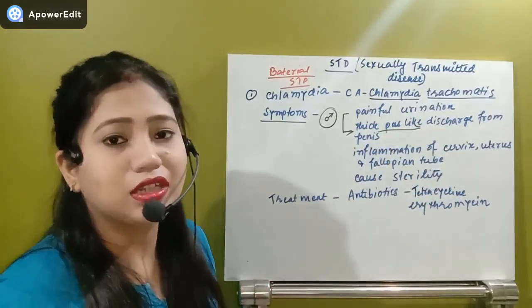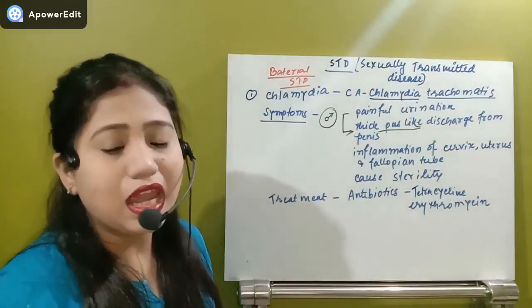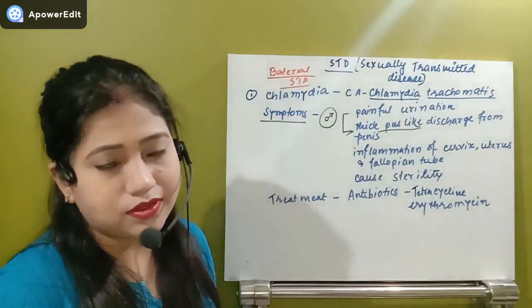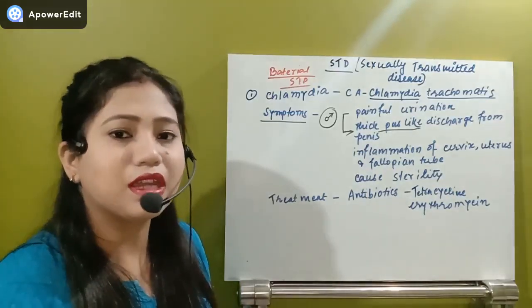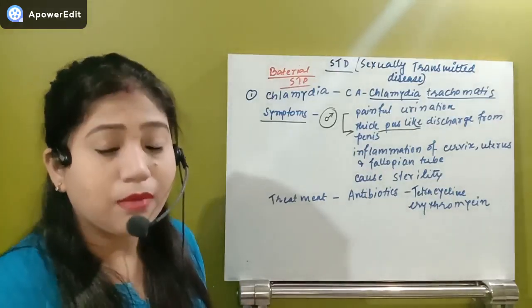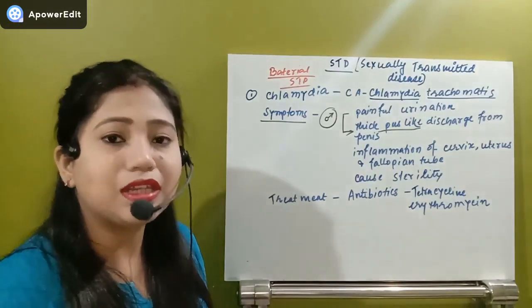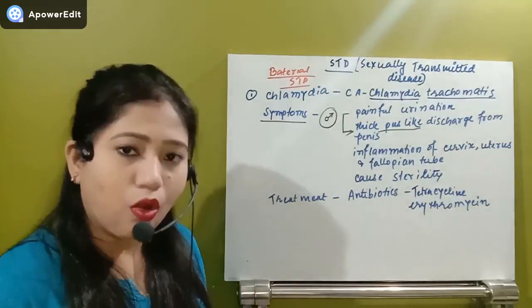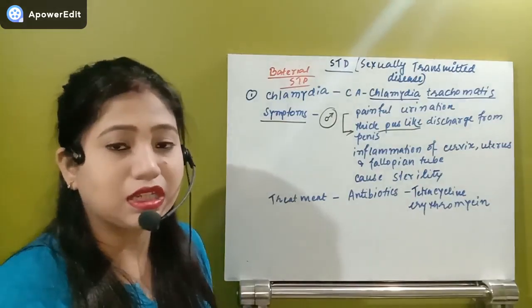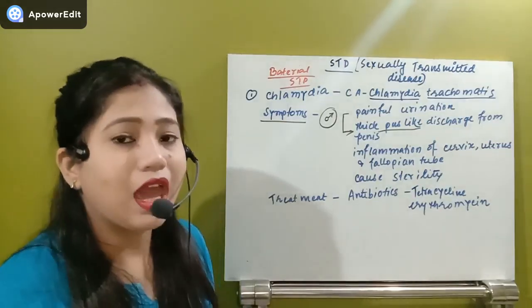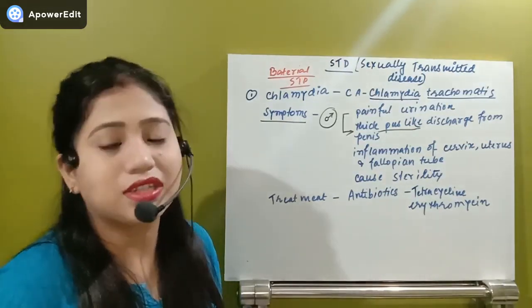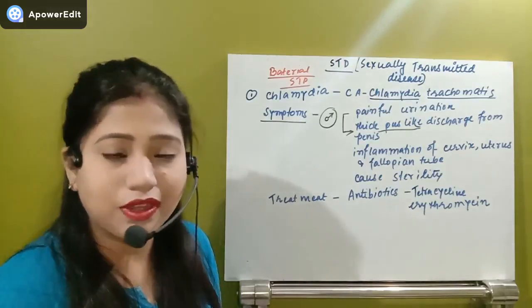In case of female, generally it can cause inflammation in the fallopian tube or uterus or cervix. First of all, what happened? It caused only inflammation, but later on it causes inflammation throughout the whole reproductive system. That means it can extend to the ovary too, and whenever it extends to the ovary, then maybe it can cause sterility also in case of the female.